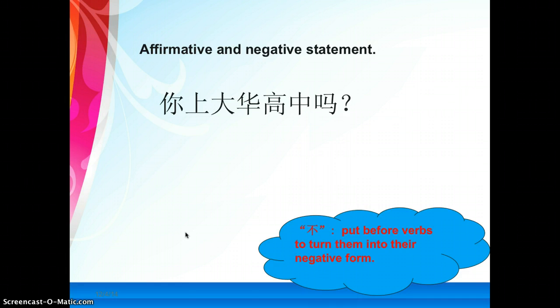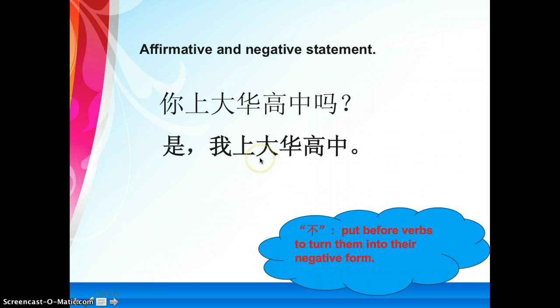你上大华高中吗? Do you go to Dahua High School? Or another one, 你上9年级吗? Are you in 9th grade? So the answer will be yes or no, right? So you just put 吗 at the end of the sentence. That's it. So how can we answer this question? If the answer is yes, let's do a complete format. That will be 是, right? Yes, 我上大华高中. Yes, I go to Dahua High School. Okay, so that's if the answer is yes.